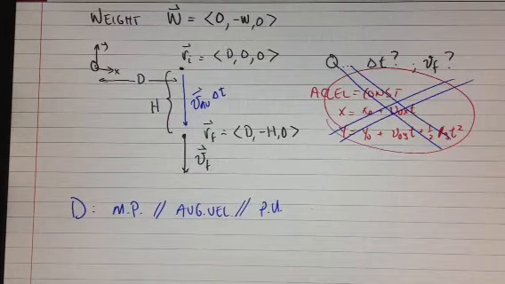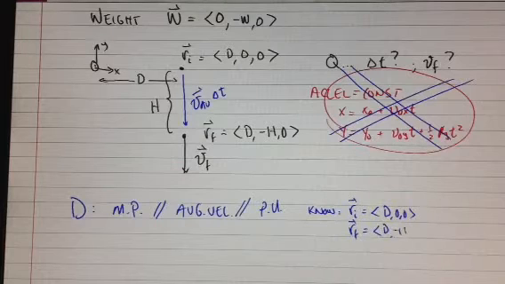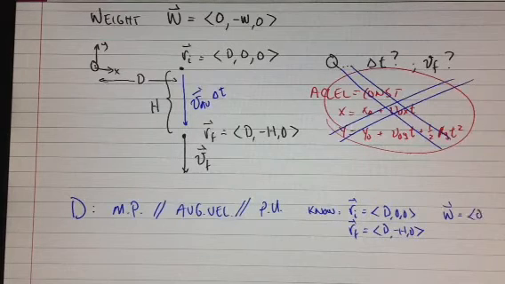Three ideas. What do I know? I know r initial is equal to d, 0, 0. I know r final. I know how high this thing is over the ground. D minus h comes here. And I also know that the weight, let's suppose I know the weight of the object is equal to 0, minus w, 0, and let's say that I know the mass of the object, m. So I know what it is. It's a box, it's a block, something.